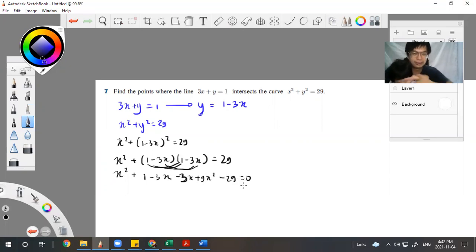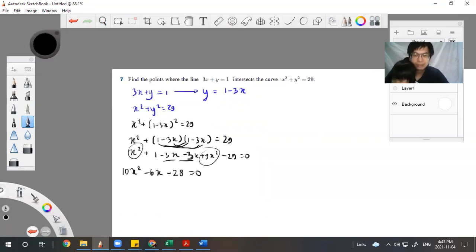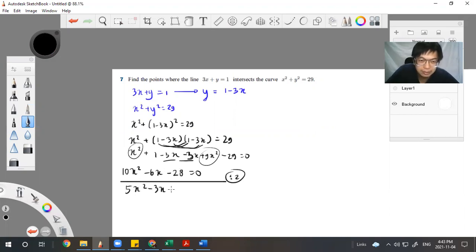minus 29 equals 0. Then x squared plus 9x squared is 10x squared, and then minus 6x minus 28 equals 0. Wow, it's so much, right? But you can use the formula method, ABC. Before we do ABC, we can simplify this: 5x squared minus 3x minus 14 equals 0. So A is 5, B is negative 3, C is negative 14.